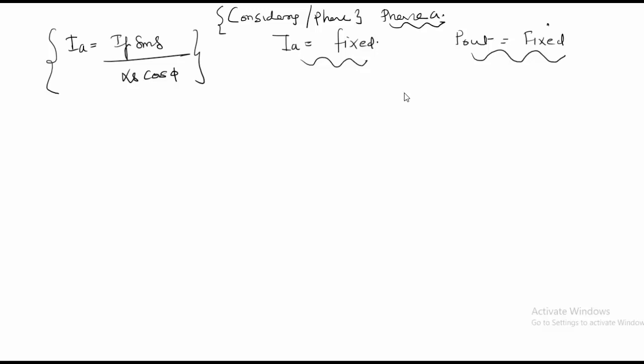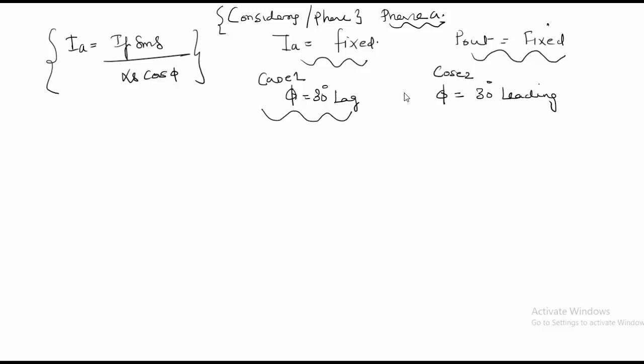So now the big question here is that these two things are fixed, and I am considering two cases. One is case 1 and the other is case 2. In case 1, my power factor is 30 degree lagging, and in case 2 my power factor is 30 degree leading.